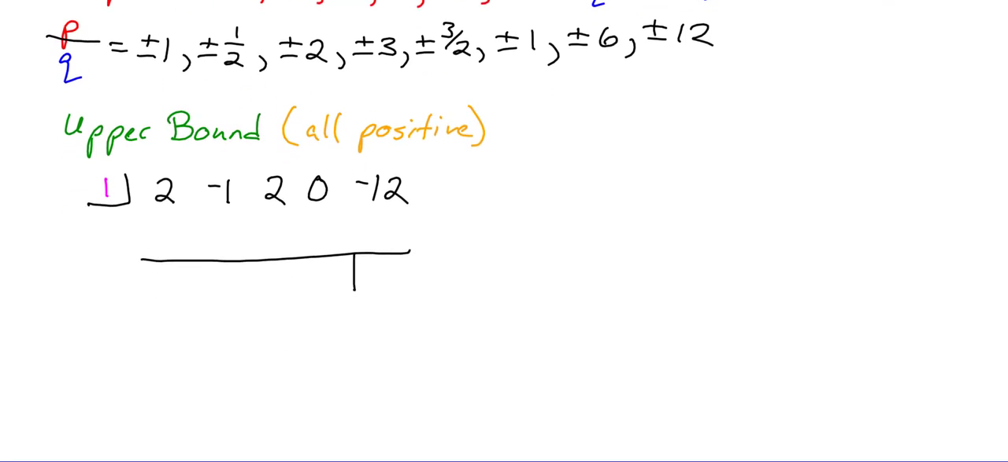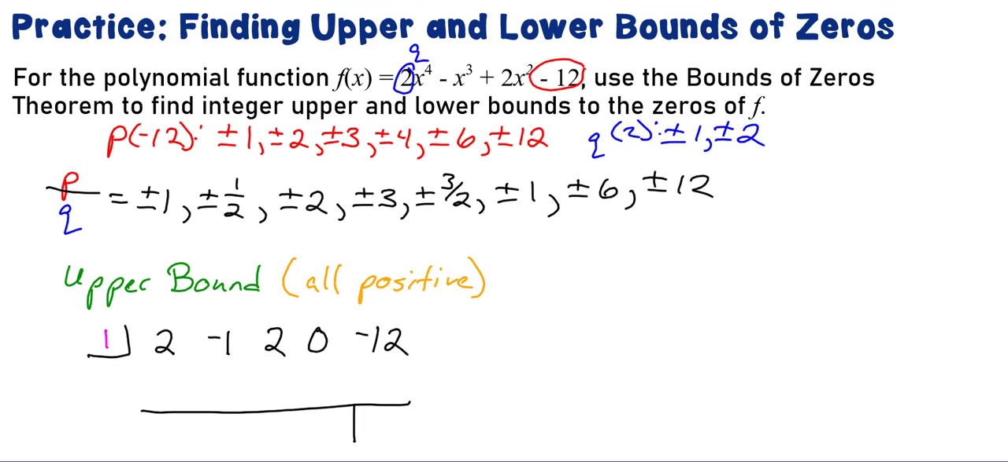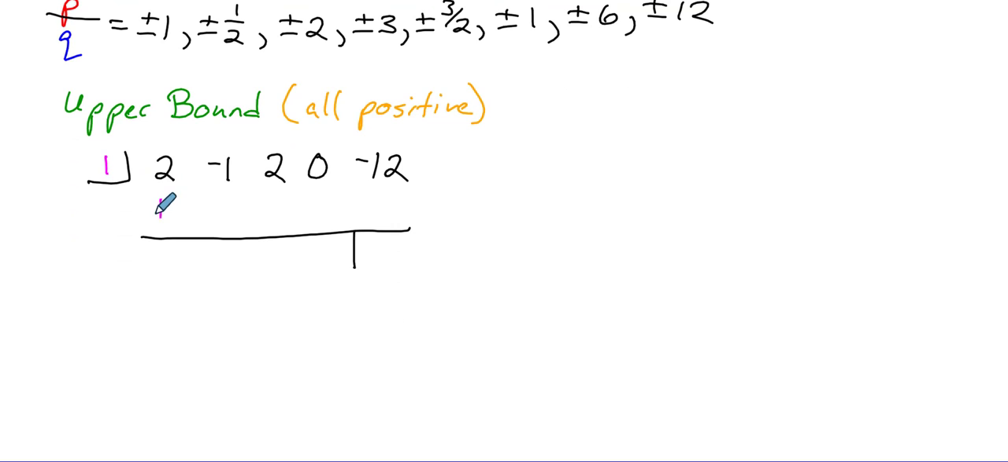So let's go ahead and do this division. Bring down the 2. 1 times 2 is 2. -1 plus 2 is 1. 1 times 1 is 1. 2 plus 1 is 3. 1 times 3 is 3. 0 plus 3 is 3. 1 times 3 is 3. -12 plus 3 is -9. So we have all positive and a negative. So this one is not an upper bound. Okay, so we'll have to do this another time.